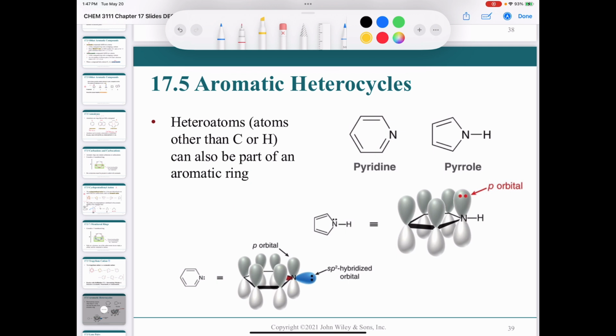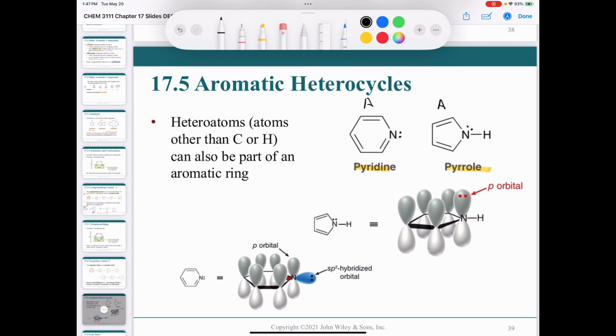Now, cyclic compounds containing heteroatoms like sulfur, nitrogen, or oxygen, we call these heterocycles. And a couple of examples of heterocycles that are of interest to us are pyridine and pyrrole. And to round out these Lewis structures, we should put the lone pair on the nitrogen here and the lone pair on the nitrogen there. Now, both of these compounds are aromatic. Pyridine is aromatic and pyrrole is aromatic, but for very different reasons.